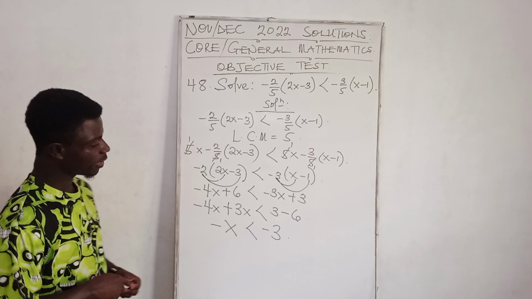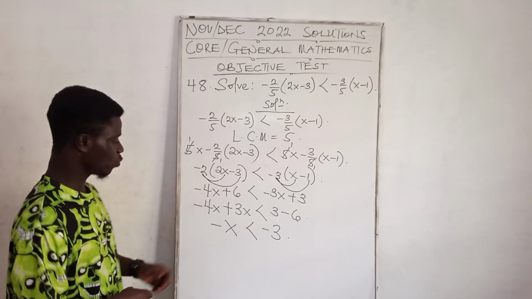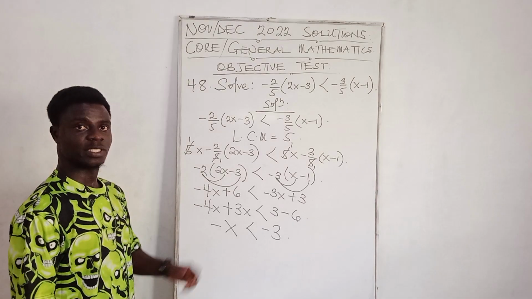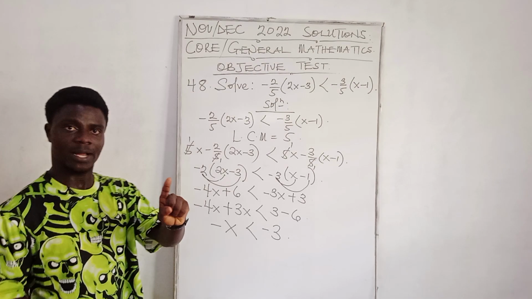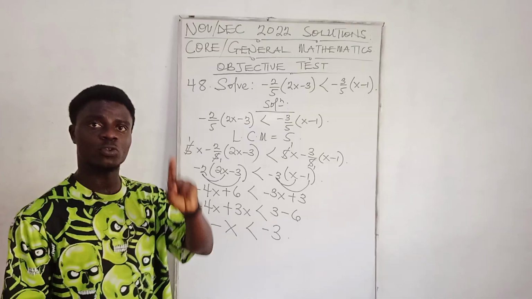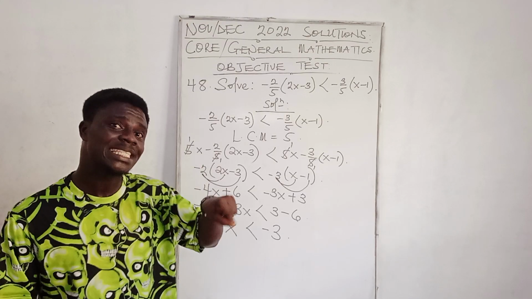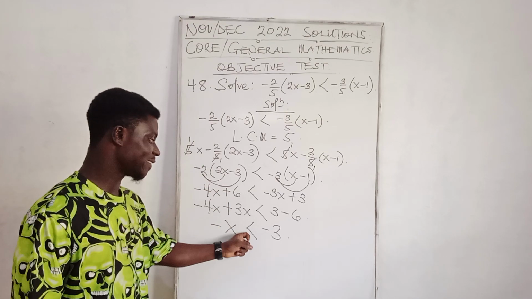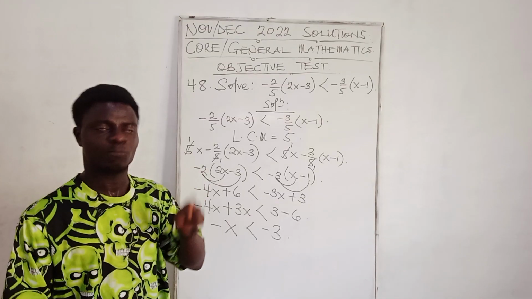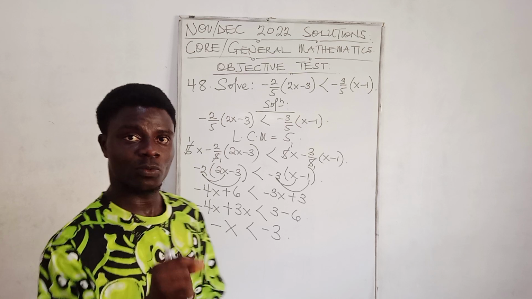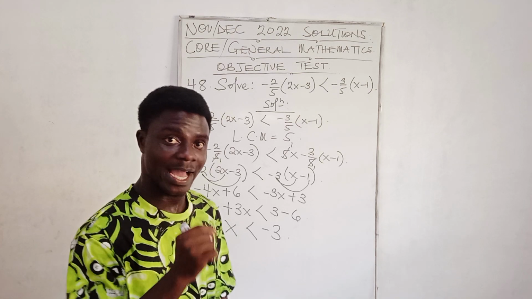So now we want x, not negative x. So what should we do? We have to divide both sides by the coefficient of x, which is negative. And remember, immediately you divide both sides by the coefficient of x, which is the negative value, the sign changes.